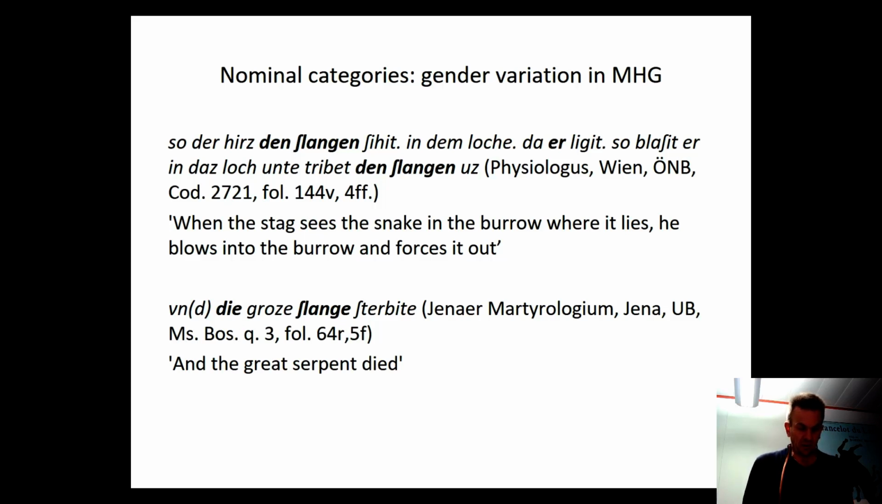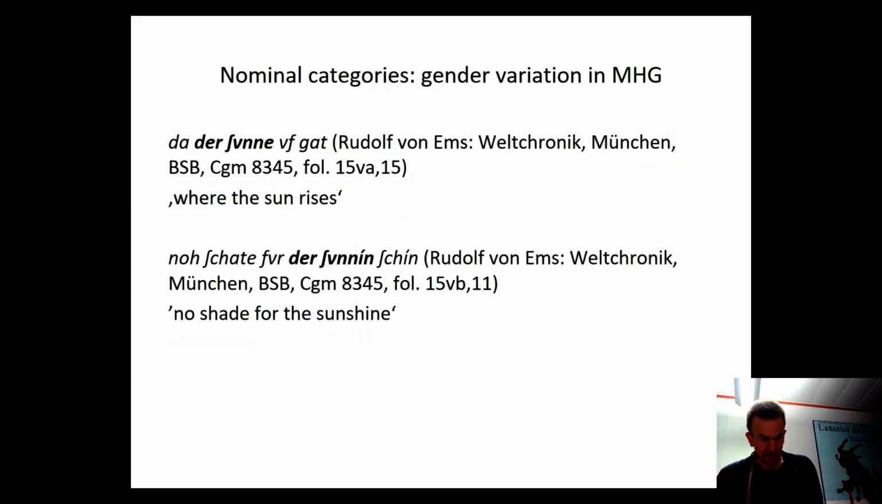Another example from around 1300 from the Vienna Martyrology: Und die große Schlange sterbete. For New High German, die Sonne, the grammar lists over 200 feminine examples, but still 26 masculine tokens, which, however, disappear in the course of the 13th century.